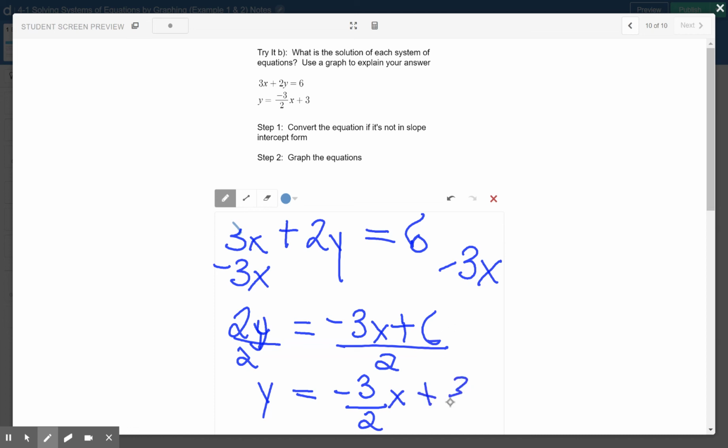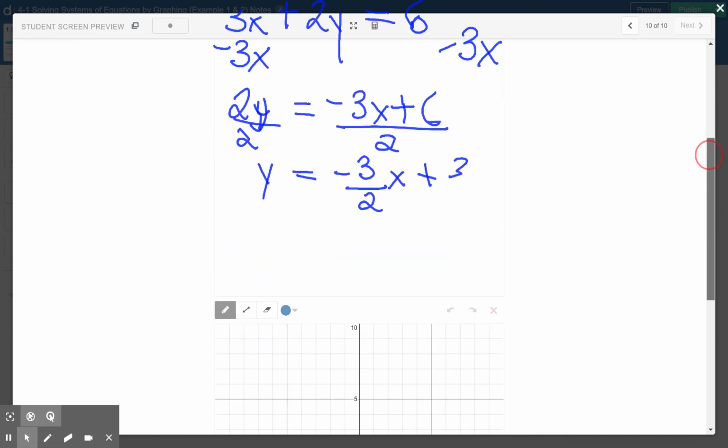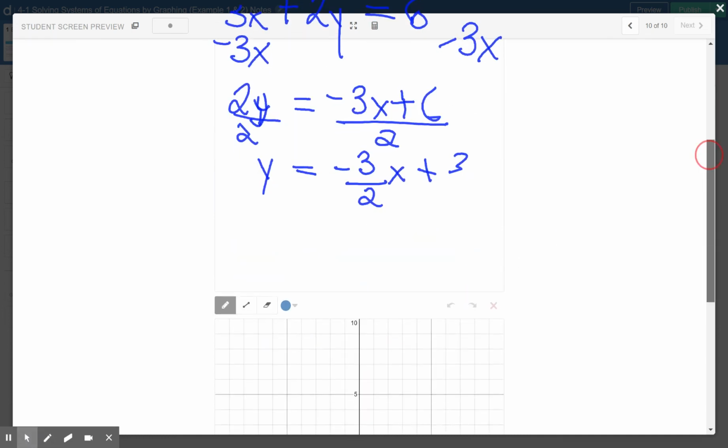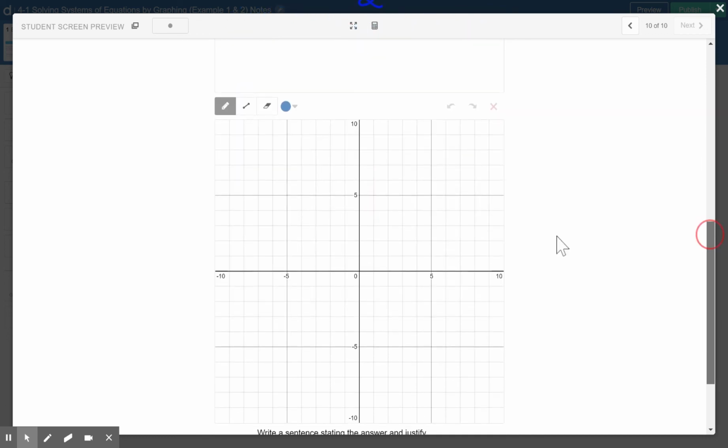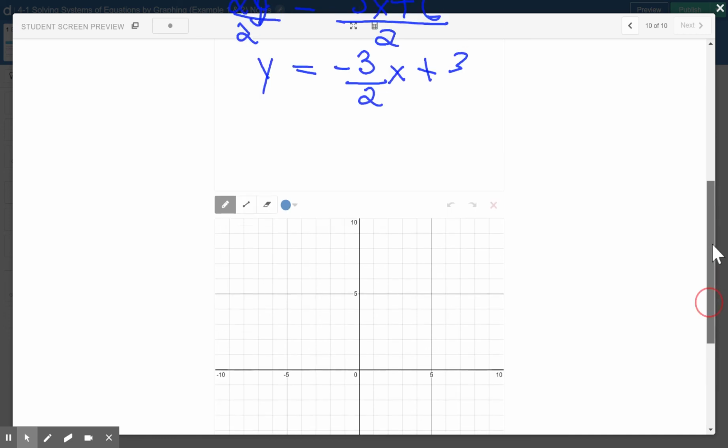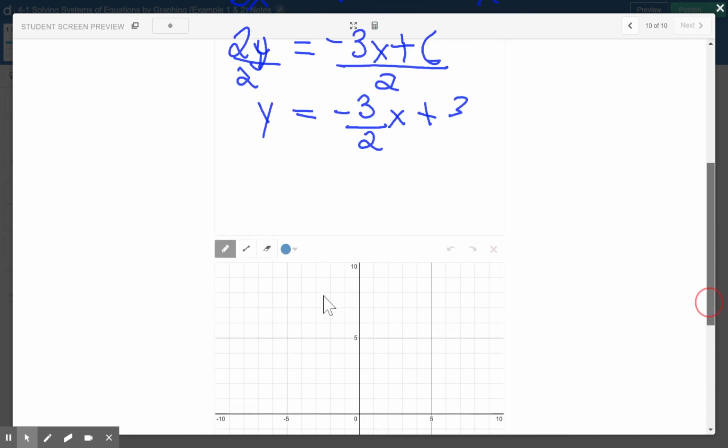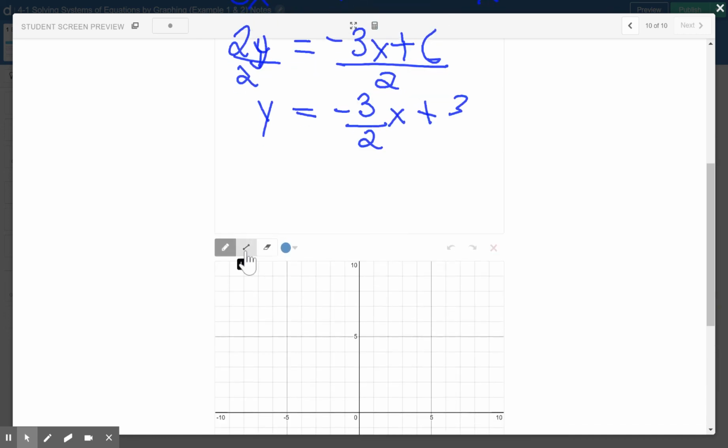Now, if you notice, the work that we just did for the first equation is identical to the second equation. So that is awesome. The reason why it's awesome, you only have to graph it once. It's the same line. It's like I was trying to trick you or something. So when you have the same line for both equations, all you have to do is graph it once.